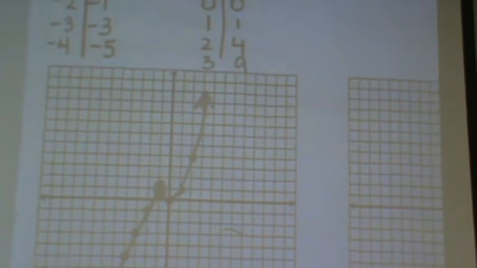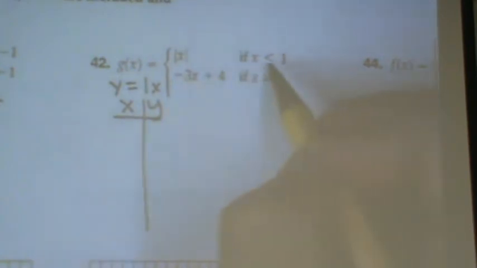The next one, number 42. We have y is equal to the absolute value of x. I only want numbers from 1 and less. So 1, 0, -1, -2, and so forth. So if I found the absolute value of 1, I get 1, 0, 1, 2.